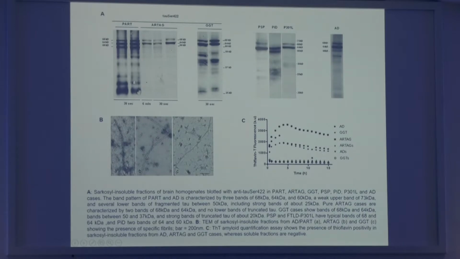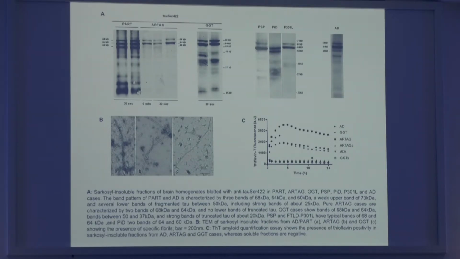The different sarcosyl insoluble fractions. In this case, the difference between PART, ARTAG, GGT, PSP, PiD, and one frontotemporal degeneration linked to this kind of mutation. As you can see here, the pattern of phosphorylated tau is different in the different diseases. And some of them are characterized by 3R, 4R, or 3R, or 4R tau.